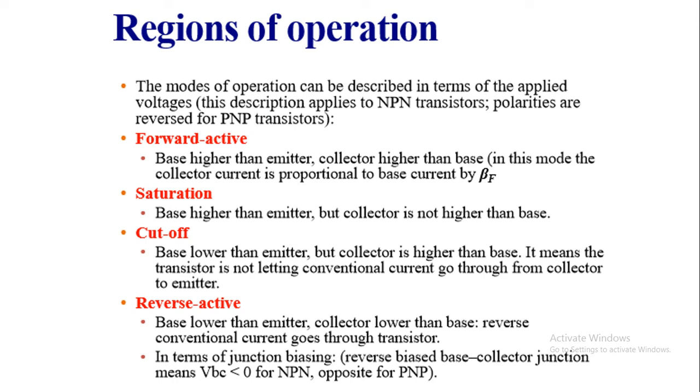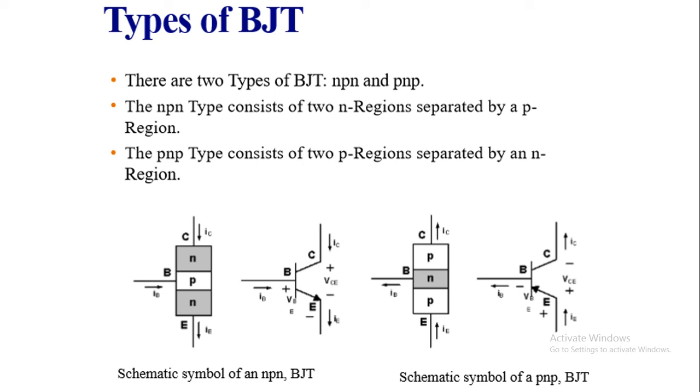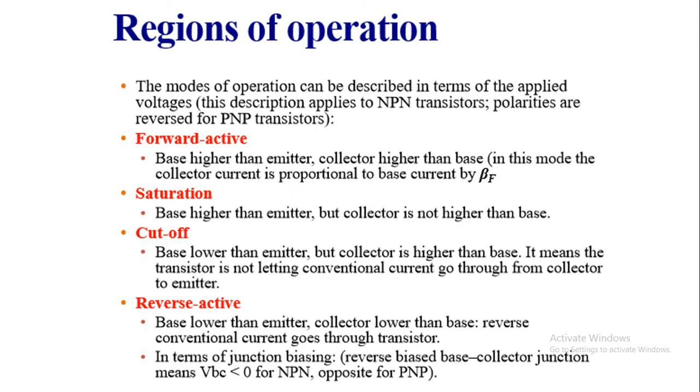It means that the transistor is not letting conventional current go through from collector to emitter. Because the collector is higher than the base, of course the current here will flow from the collector to the base and won't go to the emitter. So this is called cutoff. Now the reverse active: in the reverse active region, the current flows from the emitter to the base.